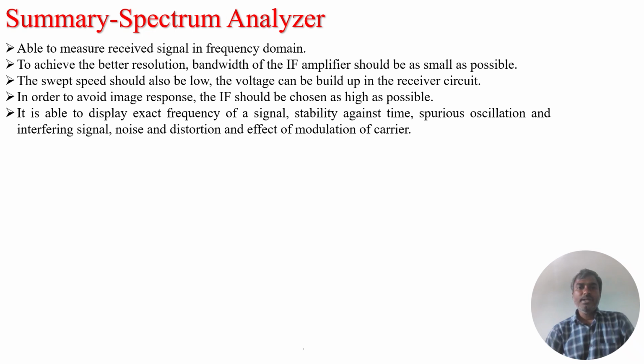In order to achieve better resolution, the bandwidth of the intermediate frequency amplifier should be made as small as possible. In order to display all the frequency components without any missing, the sweep speed should be as low as possible. In order to avoid image frequency responses, the intermediate frequency should be chosen as high as possible. A spectrum analyzer can display exactly the frequency of a signal, stability against time, spurious oscillation and interfering signal, noise and distortion, and the effect of modulation of the carrier.